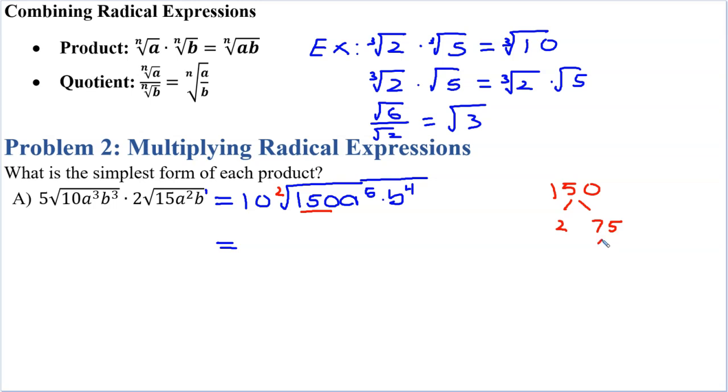75 is divisible by 5. That's going to be a 5 times a 15. 15 is divisible by 5, which would be a 5 times a 3. Okay, what I'm looking for is I'm looking for groups of 2 numbers at a time, because again, my square root will cancel those out. So I can rewrite this as 10 square root of, let's say, 5 squared times the 2 times the 3.